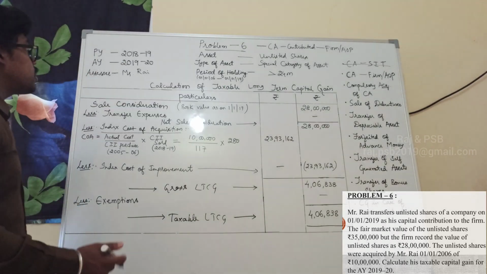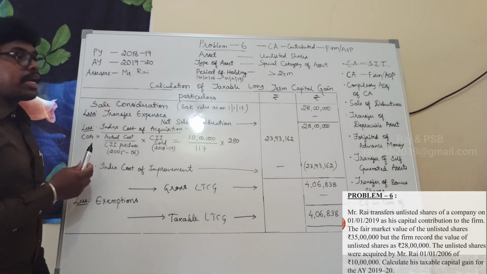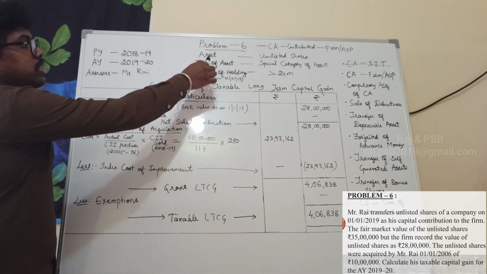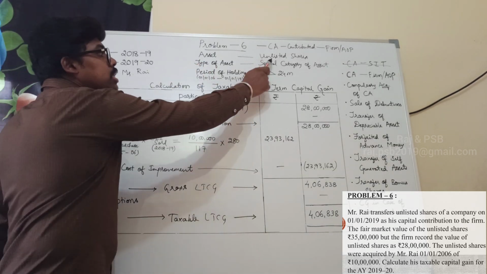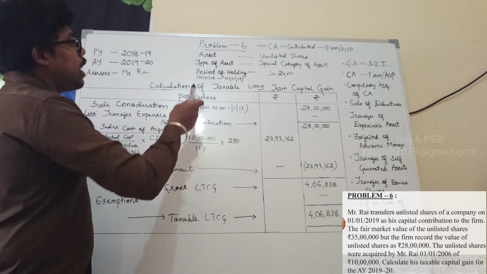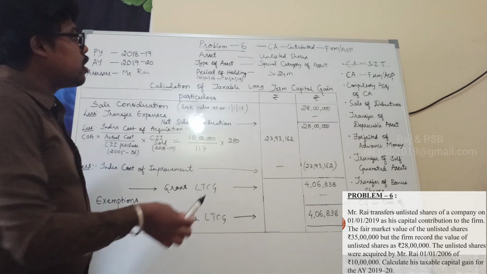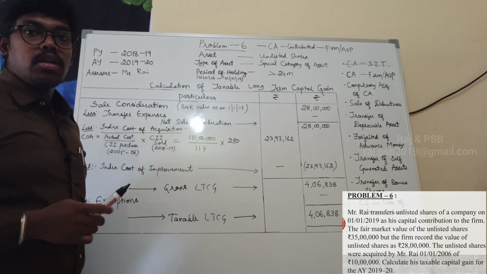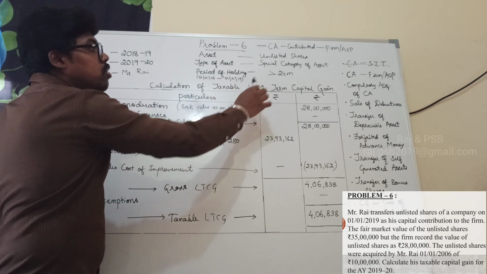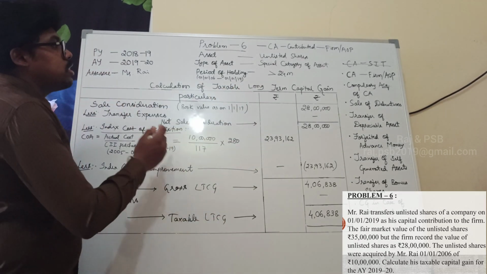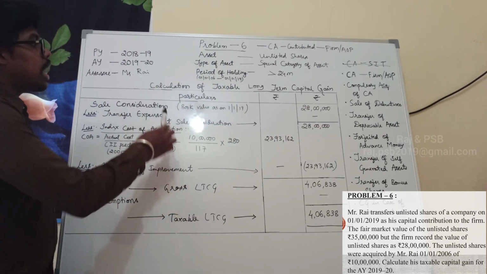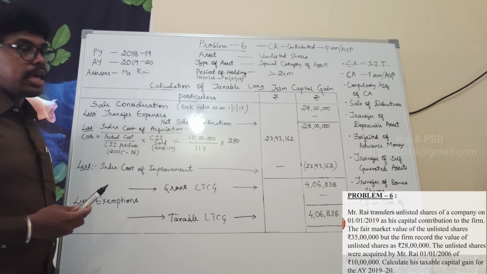2019-20. So ಏನು ಹೇಳ್ತಿದ್ದಾರೆ? Previous year is 2018-19, assessment year 19-20. Assessee is Mr. Wright and the asset is held by him as unlisted shares and type of asset is special category of assets, and period of holding says from 1/1/2006 to 1/1/2019. So it is more than 24 months. So as it is more than 24 months, it is treated as long-term capital gains. So calculation of taxable long-term capital gains.